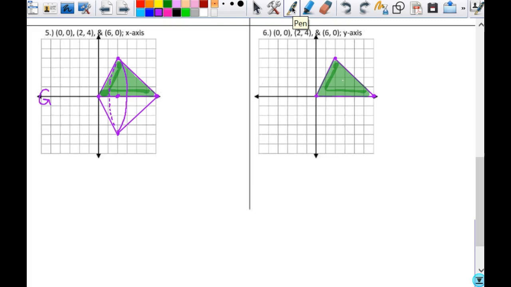Now, the difference between 5 and 6 is that on 5, we revolved it around the x-axis. Now we are going to revolve it about the y-axis. And so it is going to revolve like so, 360 degrees. Or really, the other way, I guess, is better. Really going this way. Comes off the board and goes back there.